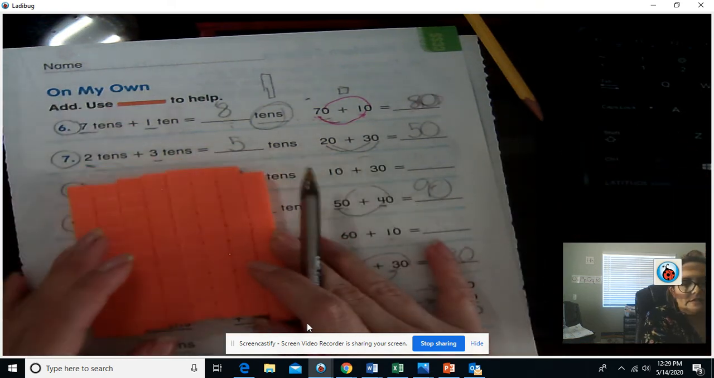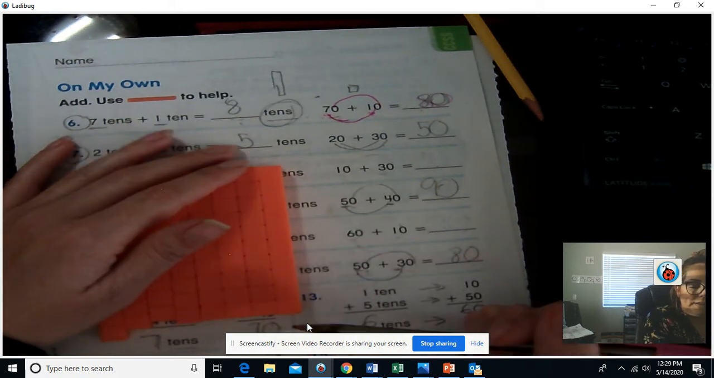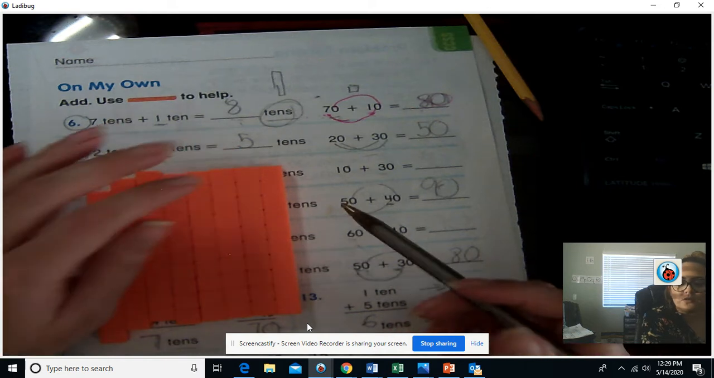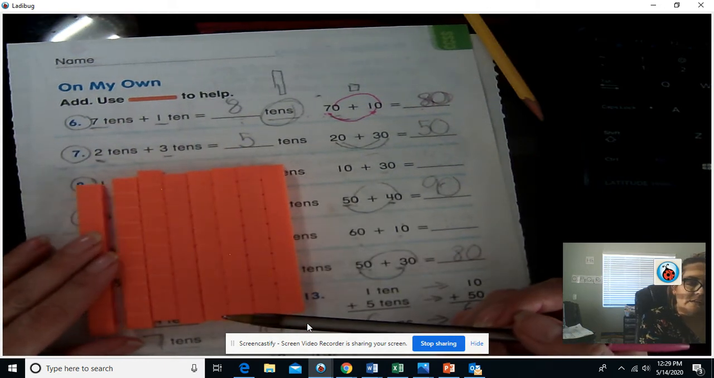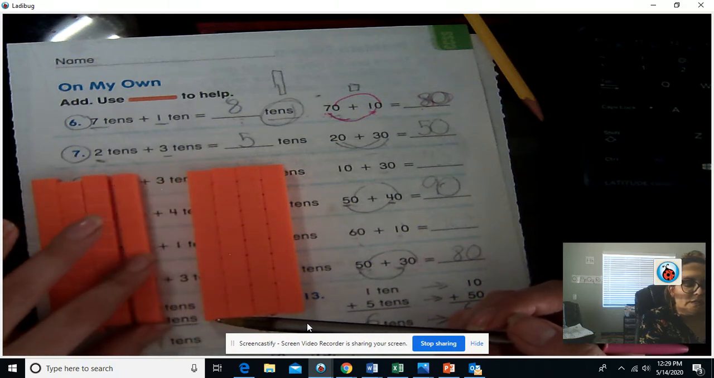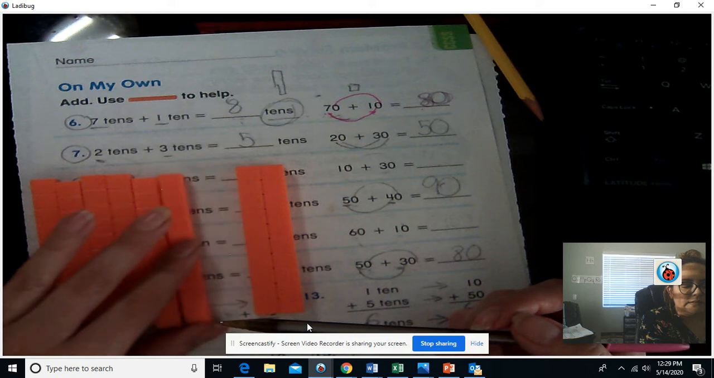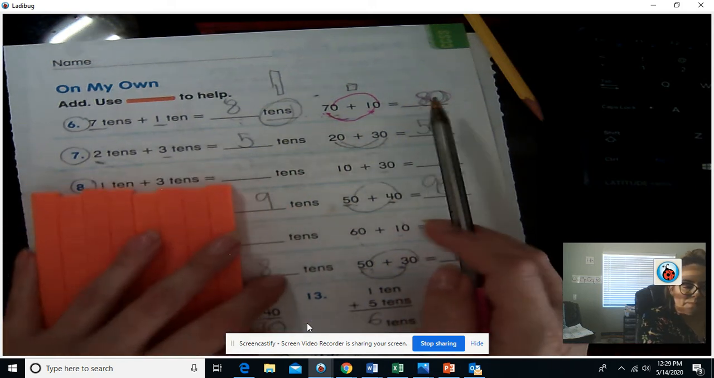Or I can go ahead and check my answer by counting all of these. But I'm not going to count them one by one. That would take me too long. I know that this is a group of 10, so I'm going to count by tens. 10, 20, 30, 40, 50, 60, 70, 80. Does it match up? Yeah.